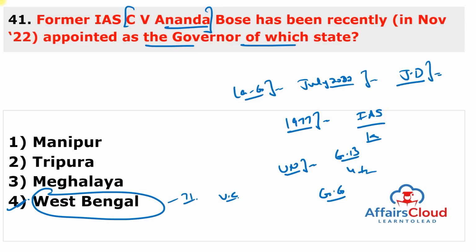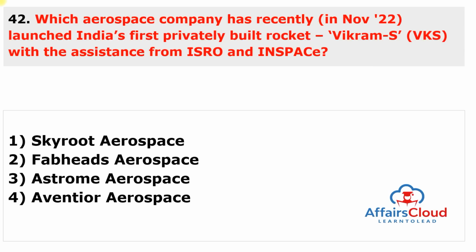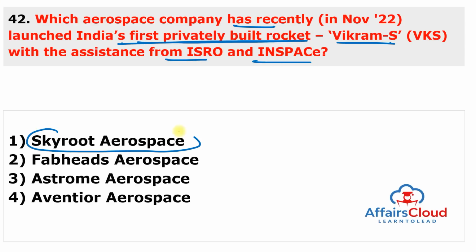Moving to the next question. Which aerospace company has recently launched India's first privately built rocket? The first privately built rocket is known as Vikram S, with the assistance from ISRO and InSpace. And this private company is Skyroot Aerospace. The answer of this question is 1.